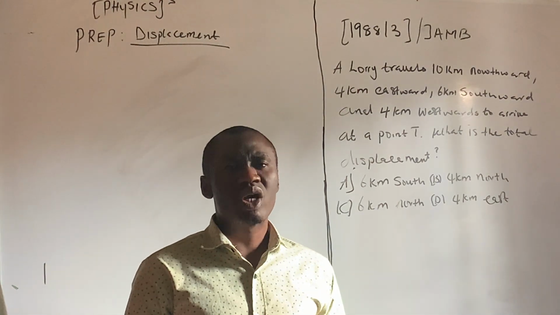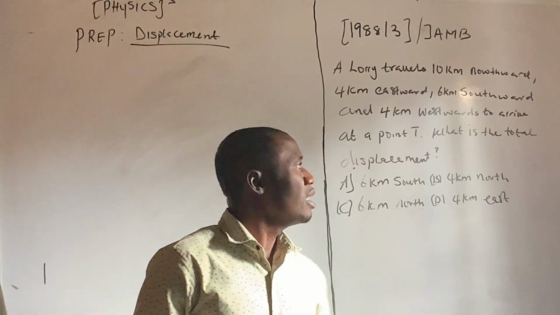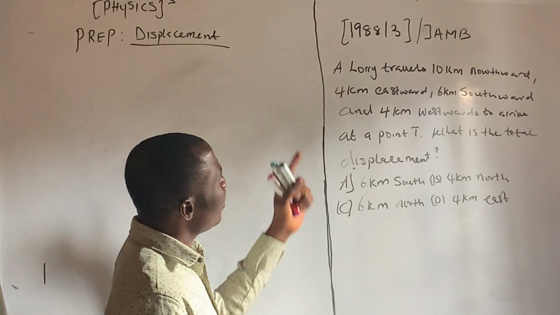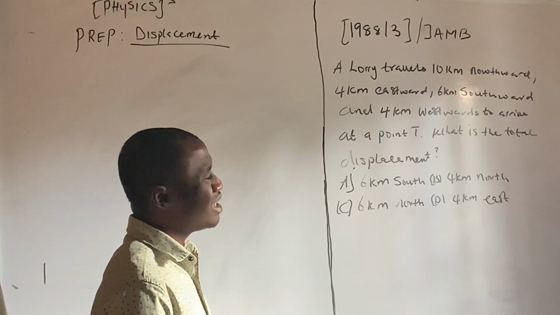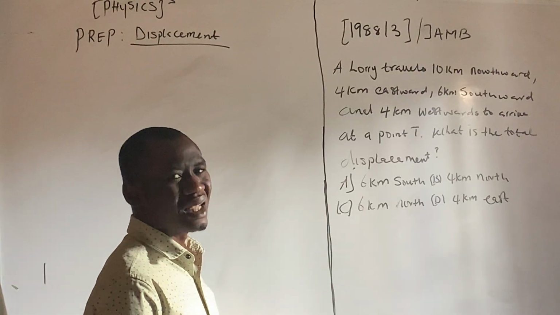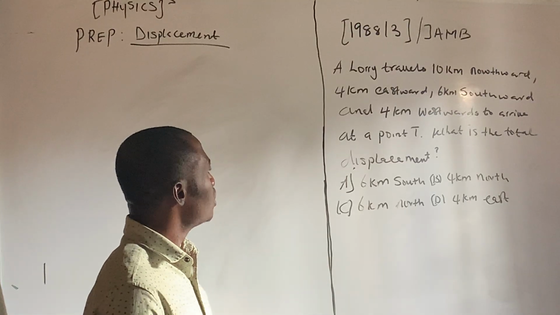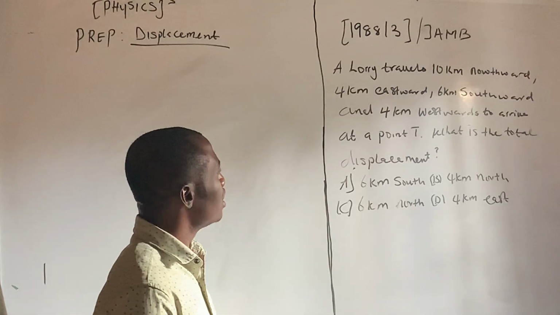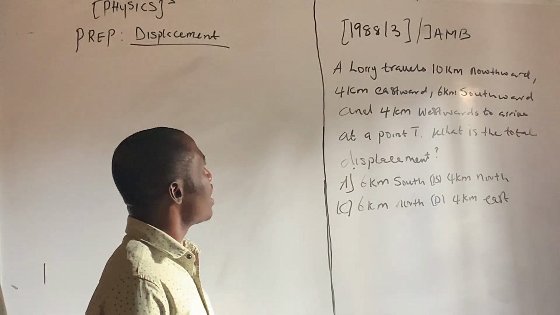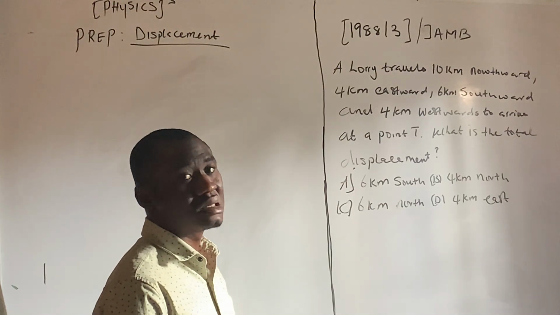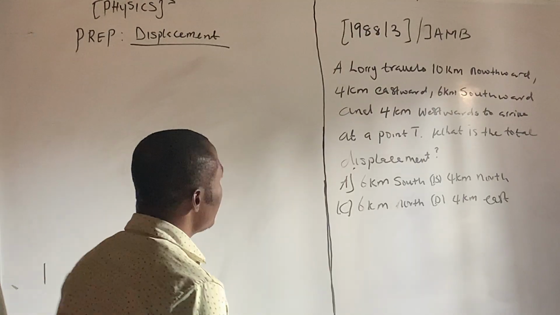A question becomes easy when you have an idea of the answer. Let's say a lorry travels 10 kilometers northward, 4 kilometers eastward, 6 kilometers southward, and then 4 kilometers westward to arrive at a point T. What is the displacement of the lorry? Now, this is UTME 1988, number 3. Now, how do you solve this?